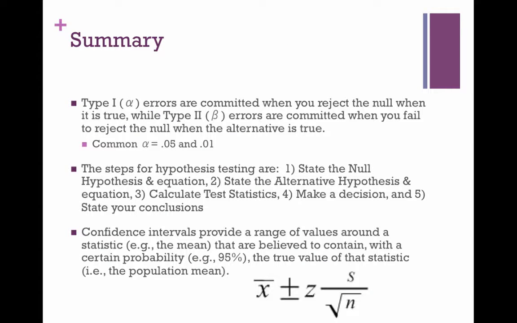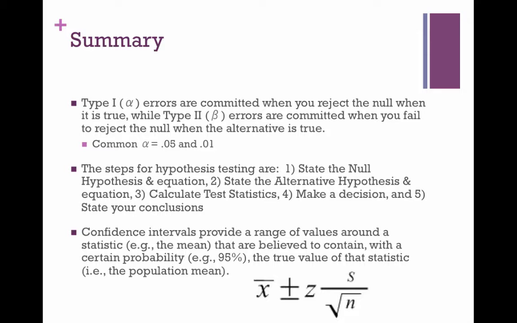Alright, so to summarize, type 1 errors, also known as our alpha level or a significance level, are committed when you reject the null when in fact it's true in reality. While type 2 errors, or beta, are committed when you fail to reject the null when the alternative is in fact true. And so some common alpha levels or significance levels that we see in research, 0.05 and 0.01.